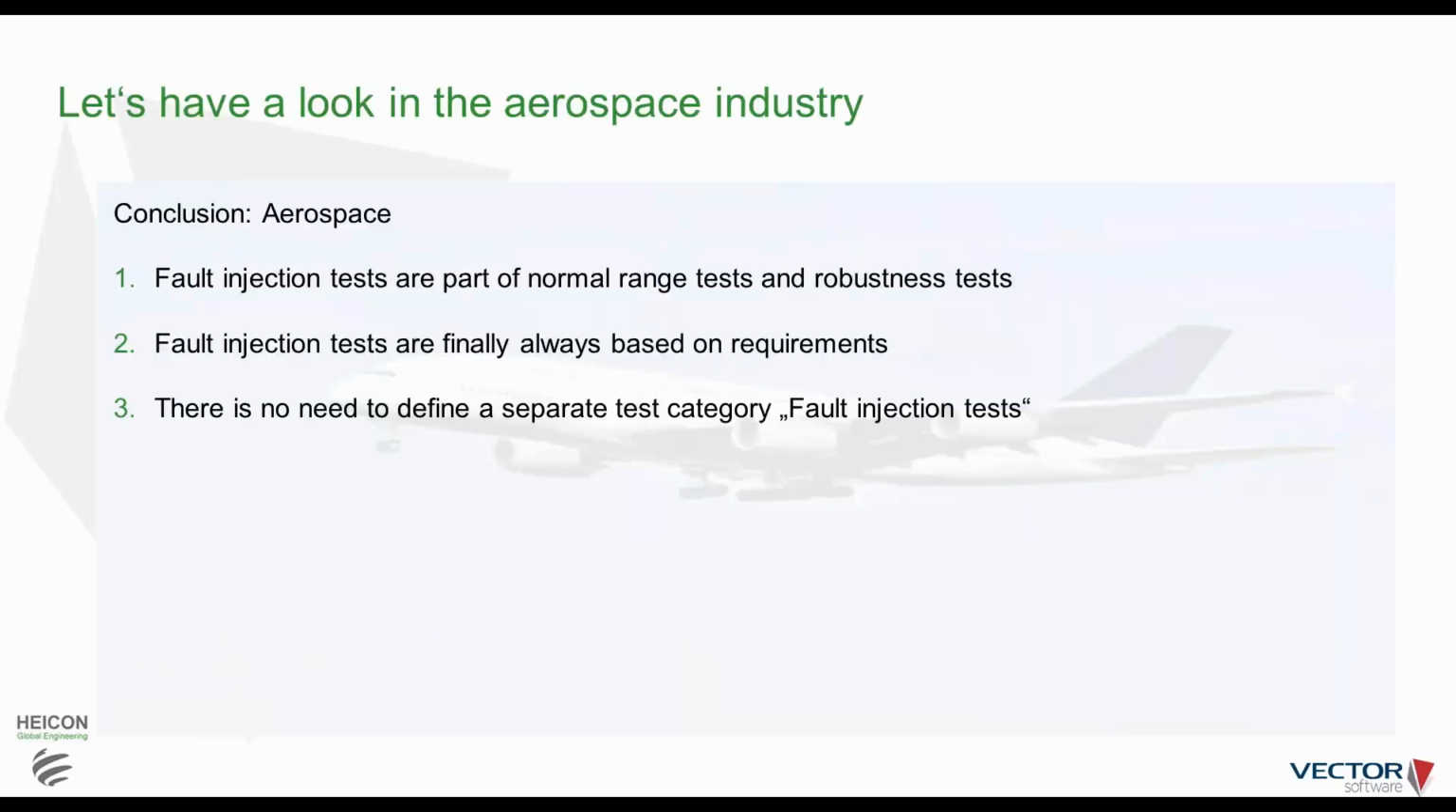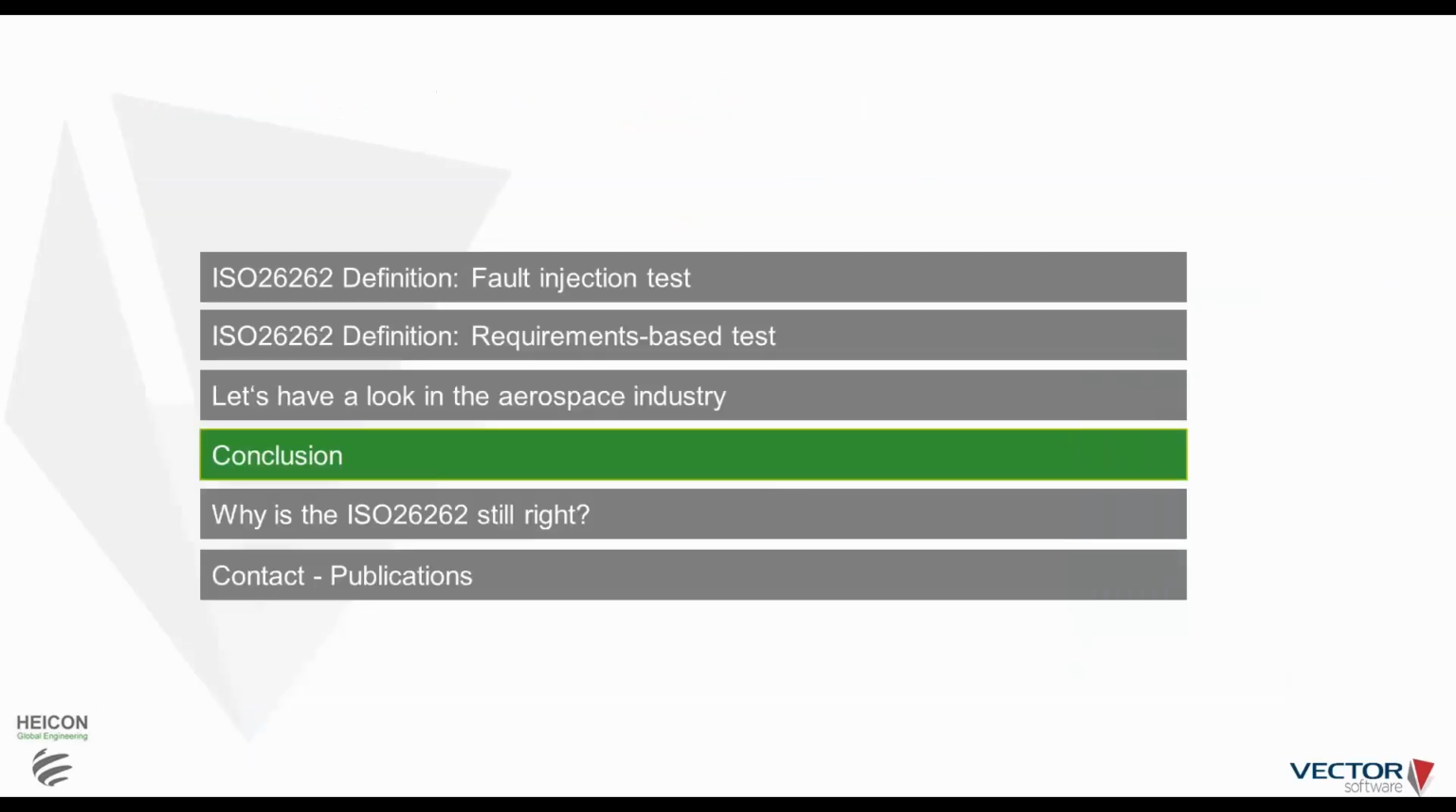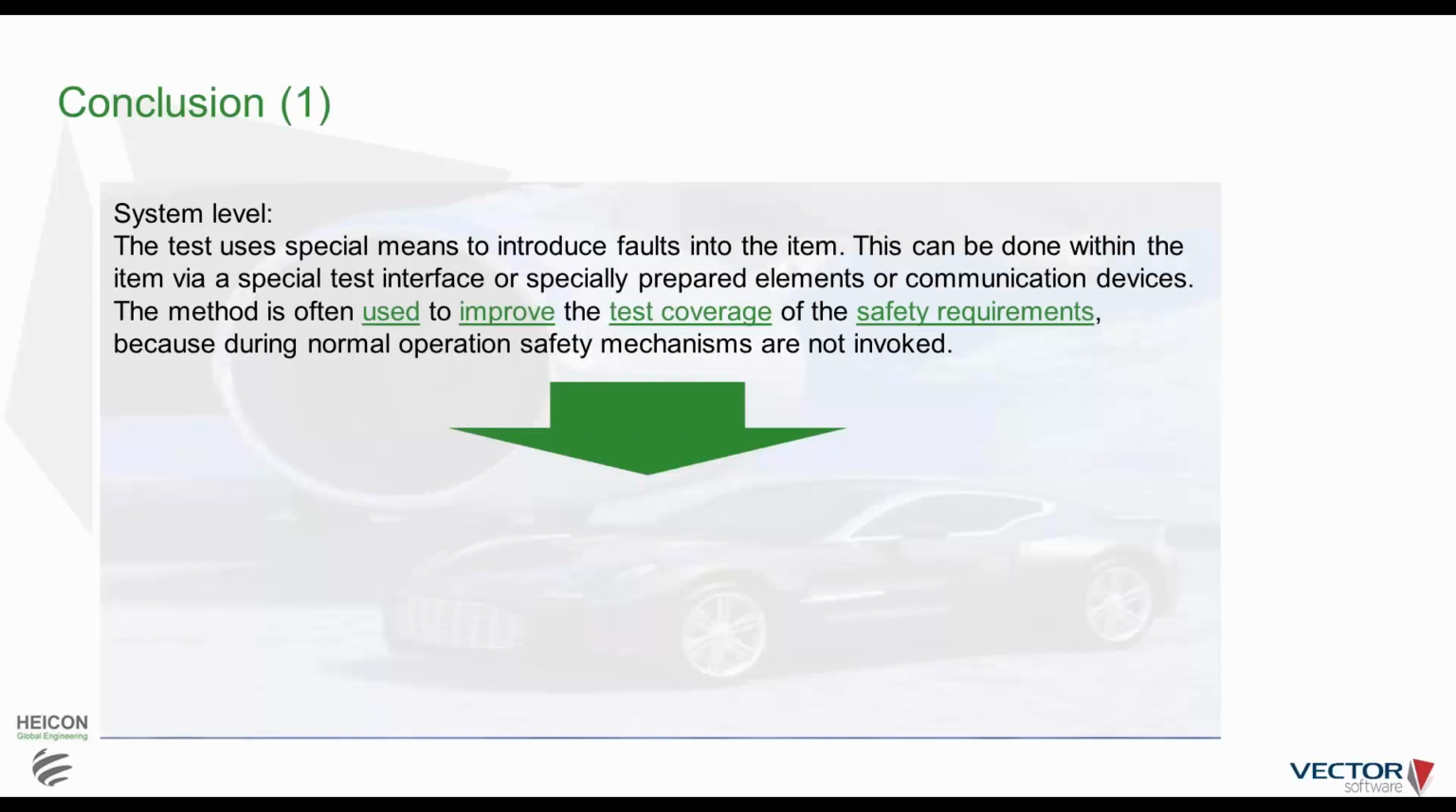So let's say a bit of a different philosophy, I would say, in the Aerospace. Not saying wrong or right, I would just say a bit of a different one. Conclusion. So if you take now this knowledge from the aerospace industry with us, and we look again at the definition in the 26262, that the method on system level, the fault injection method, is used to improve the test coverage of the safety mechanisms.